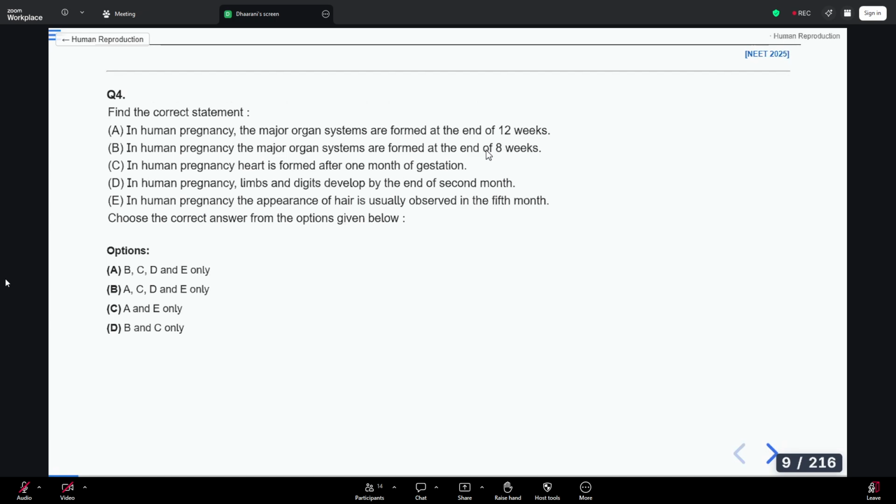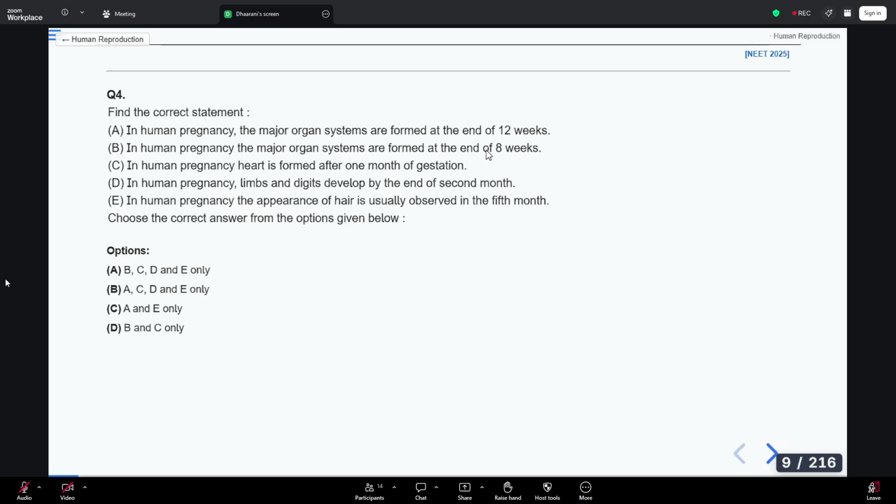Okay, next question. Find the correct statement. So you have to find the correct statement from the below. In human pregnancy, the major organ systems are formed at the end of 12 weeks. In human pregnancy, the major organ systems are formed at the end of 8 weeks. In human pregnancy, heart is formed after 1 month of gestation. Then limbs and digits develop by the end of second month. Appearance of hair is usually observed in the 5th month.